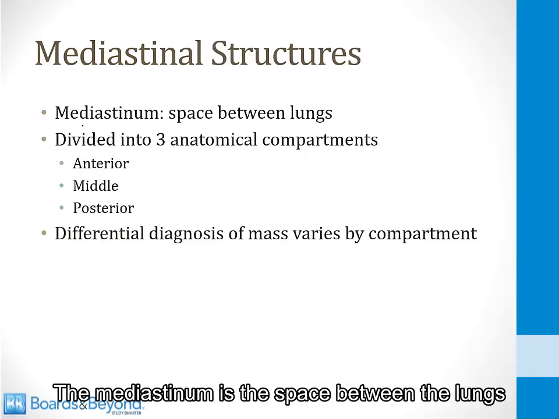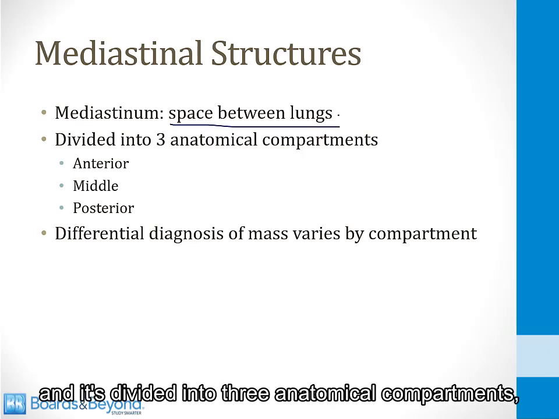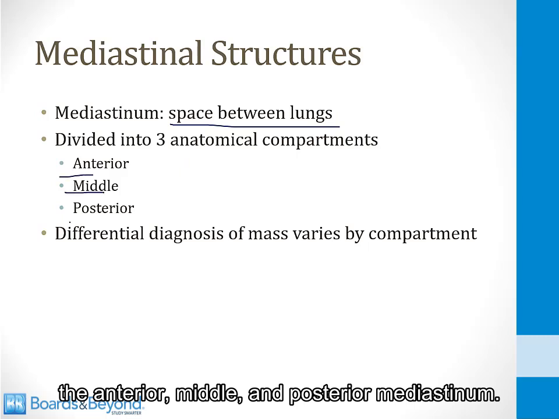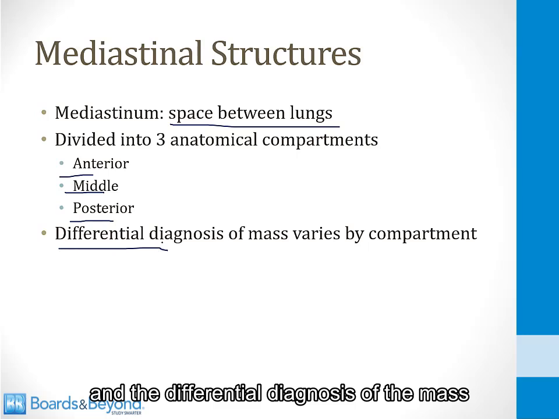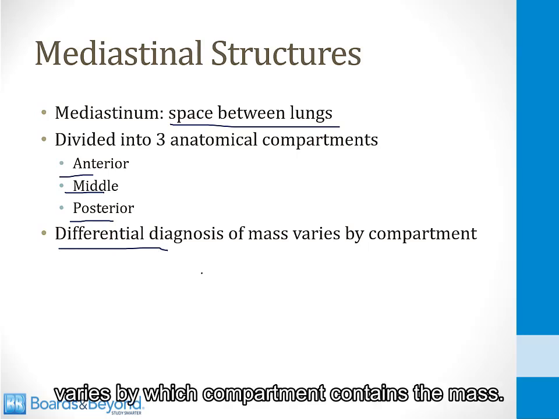Next, let's talk about the mediastinum. The mediastinum is the space between the lungs in the chest cavity, and it's divided into 3 anatomical compartments, the anterior, middle, and posterior mediastinum. And the way this comes up clinically is there are a number of masses that can arise in the mediastinum, and the differential diagnosis of the mass varies by which compartment contains the mass.